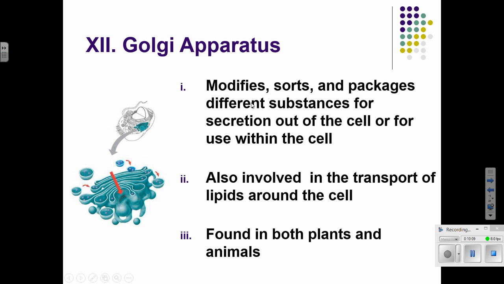The smooth ER and rough ER transport their stuff to the Golgi apparatus via a vesicle, and the Golgi apparatus is like your UPS station. It's going to modify, sort, and package those substances, get them out of the cell, take them to wherever they're needed in the body. They also help transport lipids, so again, rebuilding some of the membranes found in some of these other organelles. And you do find the Golgi in both plants and animals.